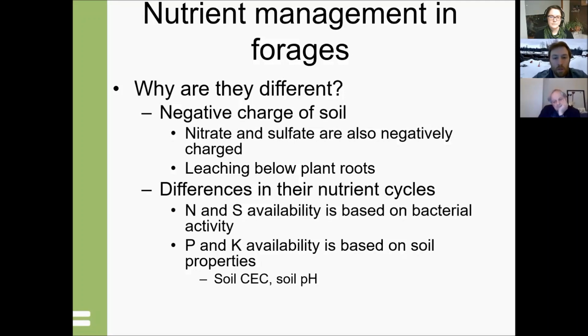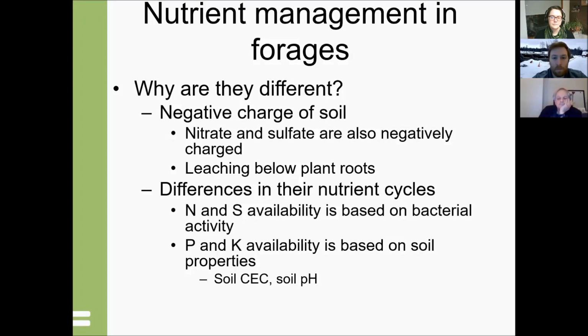There are also some differences in the nutrient cycles. Nitrogen and sulfur availability is really based on bacterial activity. Bacteria can take organic nitrogen and organic sulfur, basically in organic matter, and turn it into something that is plant available. But they can also do the opposite. They can take something that is plant available and make it unavailable.